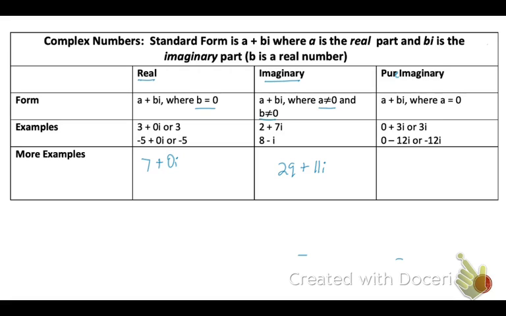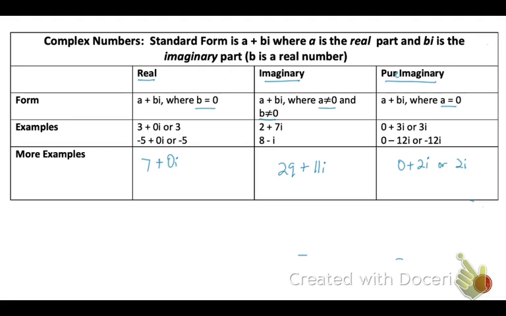Pure imaginary, again, is in the same form, a plus bi, but our real number part has a value of 0. So the imaginary number 3i can be expressed as a complex number by saying 0 plus 3i, or 0 minus 12i. Or another example would be 0 plus 2i, or simply 2i.